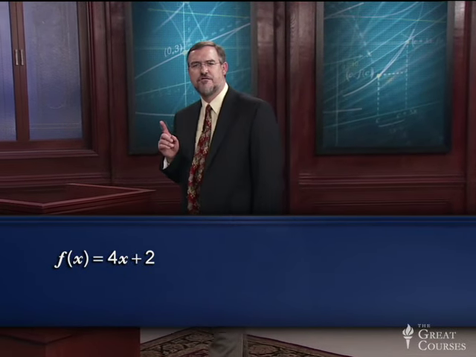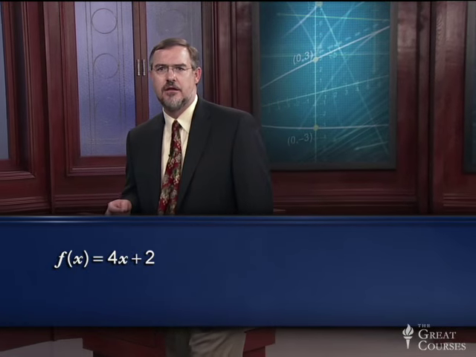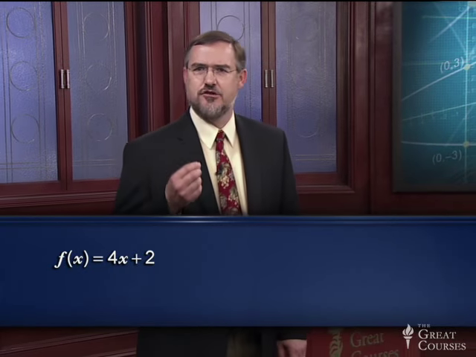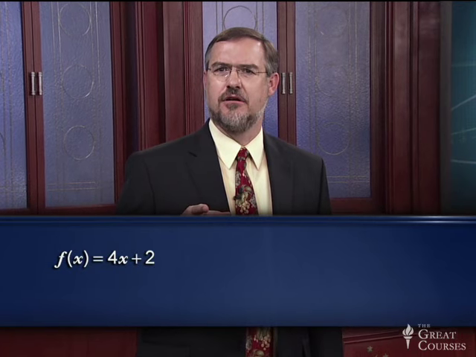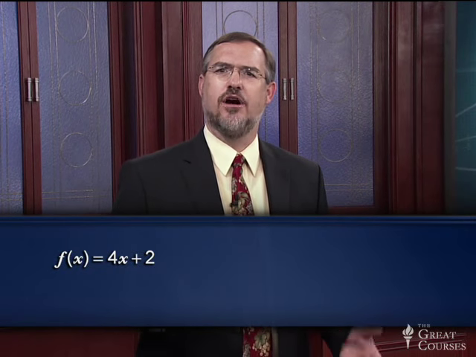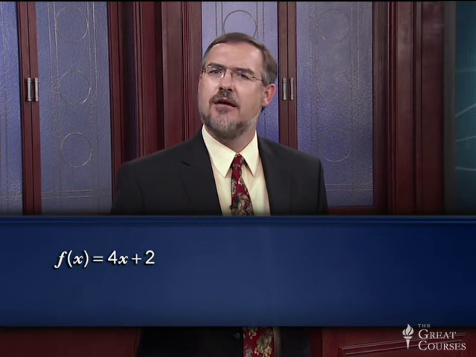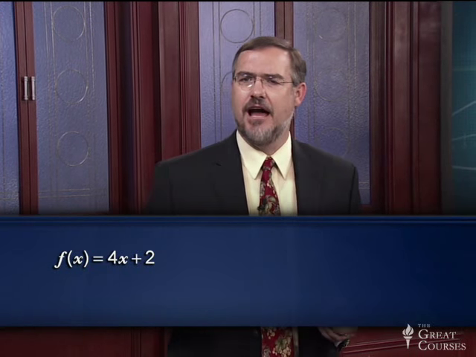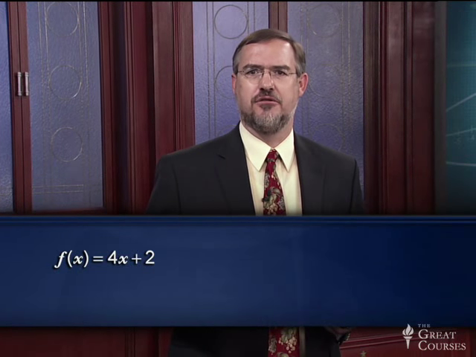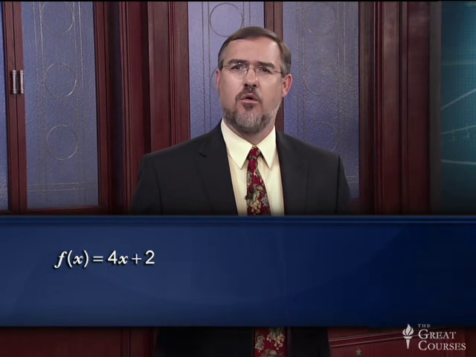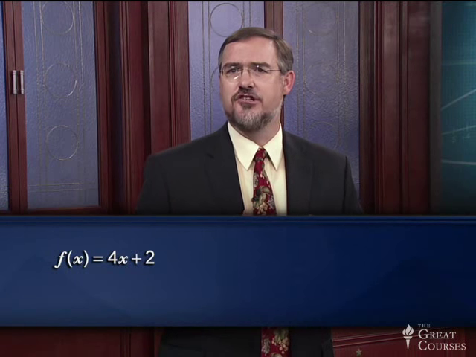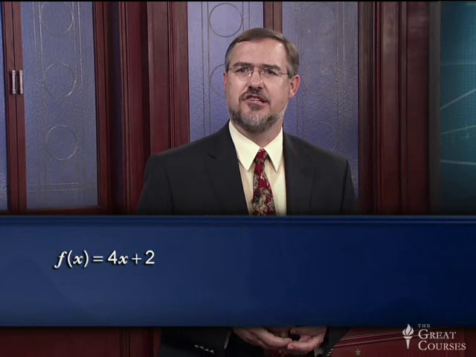F of x equals 4x plus 2. Now, I'm hopeful that for some of you, you're thinking, hey, that looks a lot like y equals 4x plus 2. And we already know what that is. That's the equation of a straight line. Well, the same is true for f of x equals 4x plus 2. It's just a function whose graph is a straight line. So what we've learned about lines already in this course helps us to understand this example.